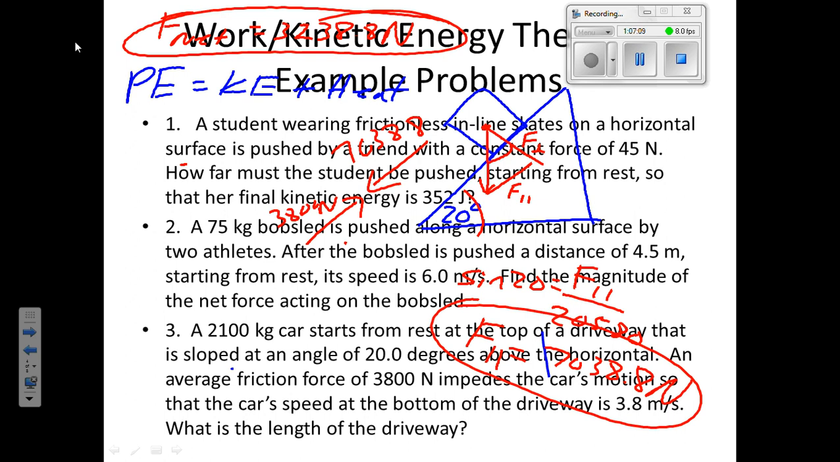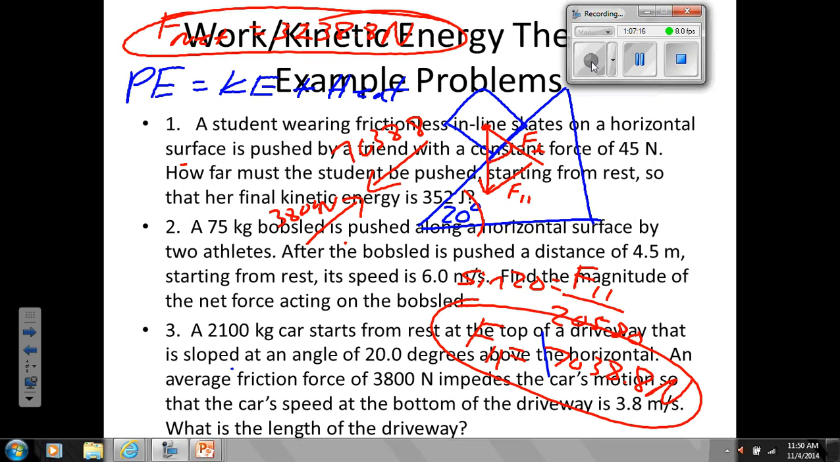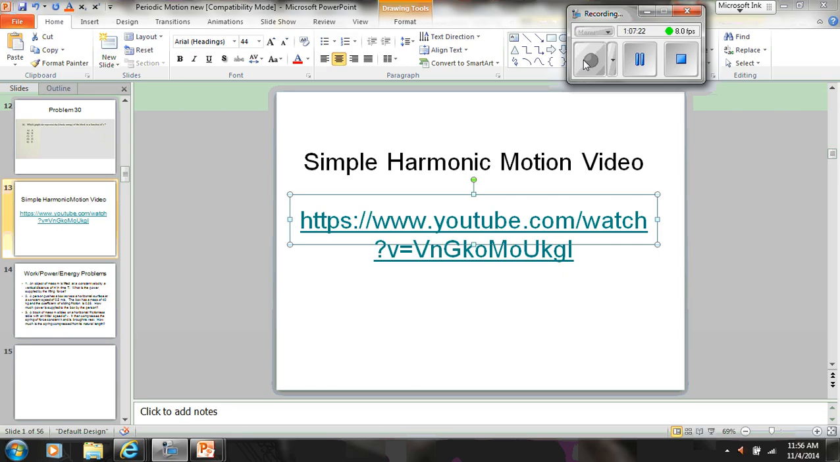for the simple harmonic motion videos we watched at the beginning of class. All right, guys, for those of you who weren't in class today, the video for the simple harmonic motion video that we watched at the beginning of class is now on the screen. Make sure you take a minute and watch that video. It's about 8 to 10 minutes long.